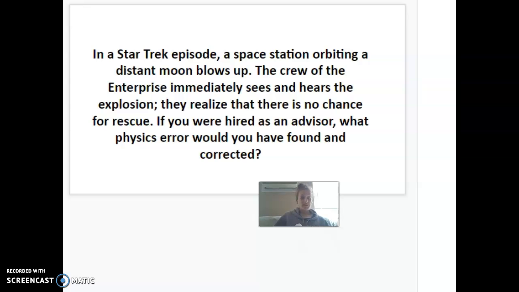So the first issue is that light and sound travel at very different speeds. Sound in air at room temperature is about 343 meters per second. Light is about 3 times 10 to the 8th meters per second, so light is a lot faster. So you would have seen the explosion before you heard it.